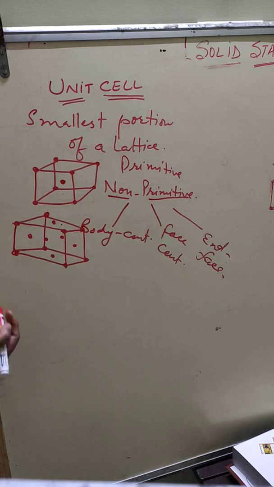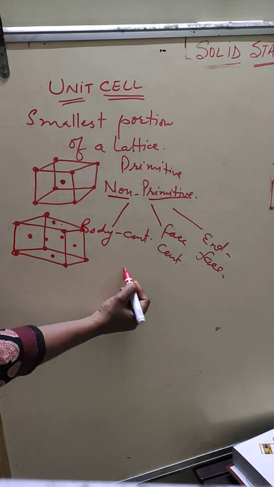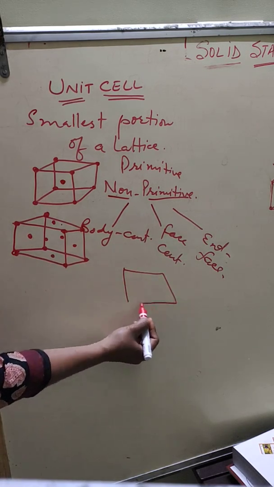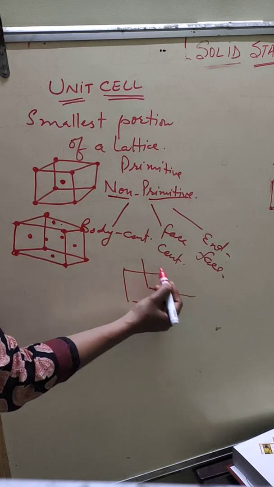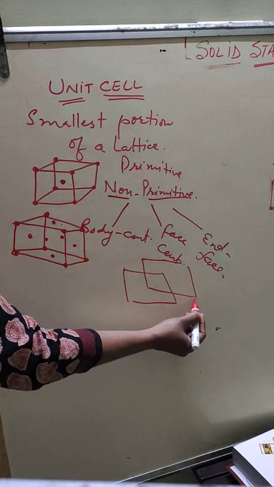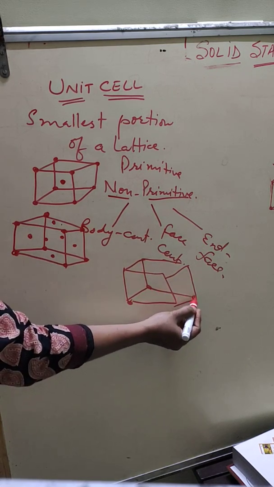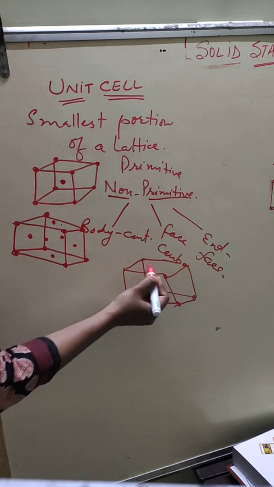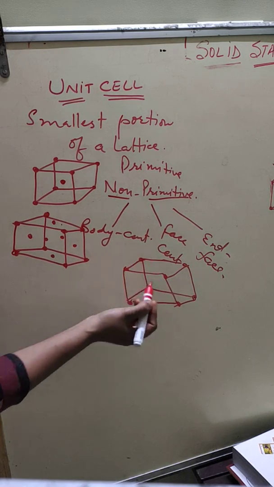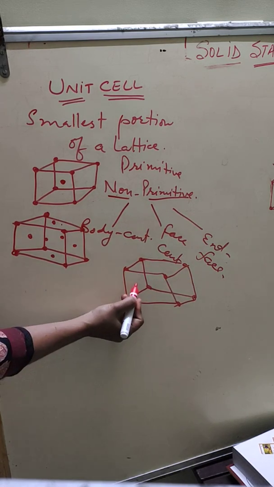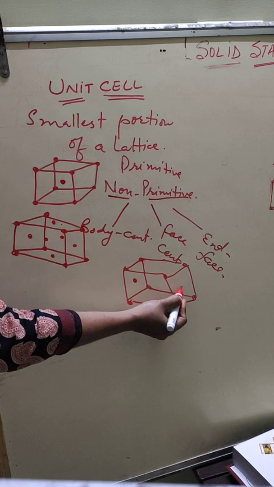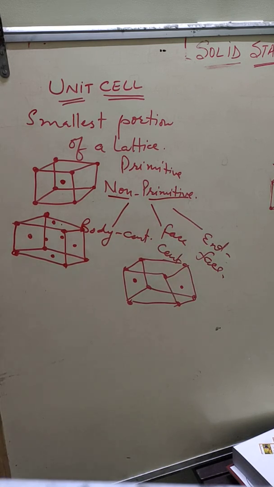Now what is the end-face centered unit cell? An end-face centered unit cell means the unit cell has particles at the corners as well as at the center of any two opposite faces. That is called end-face centered.